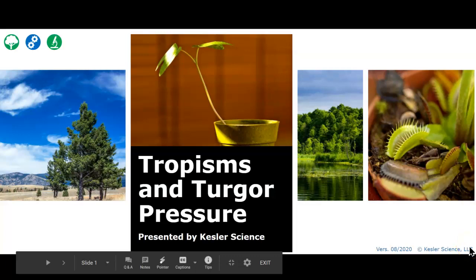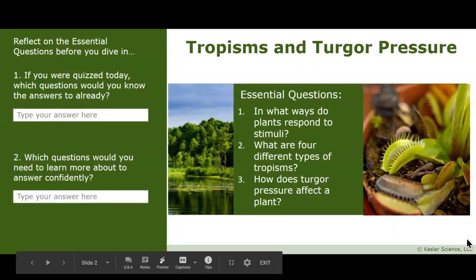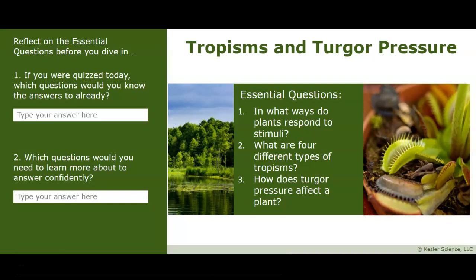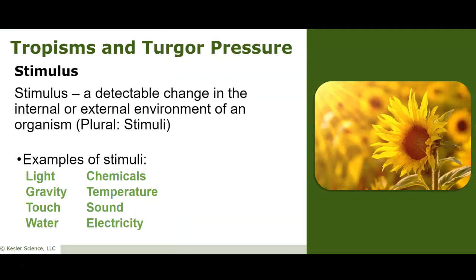Today we'll be learning about tropisms and turgor pressure. Please read the essential questions and answer 1 and 2. The things we'll be learning about today: In what ways do plants respond to stimuli? What are 4 different types of tropisms? And how does turgor pressure affect a plant?